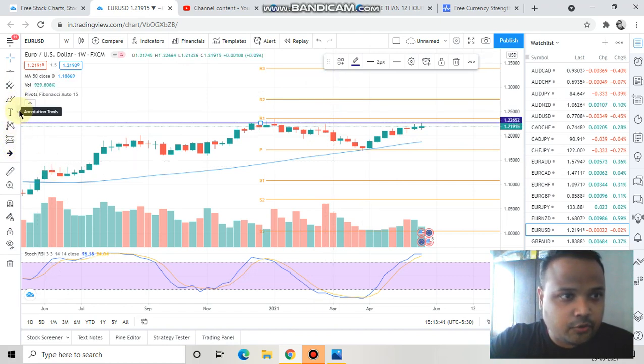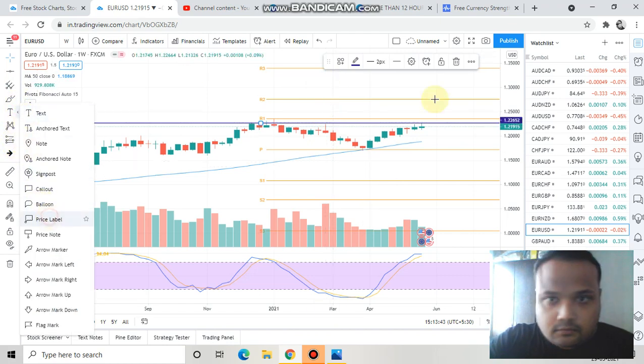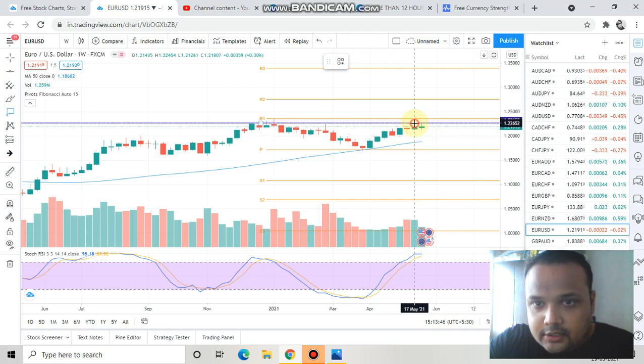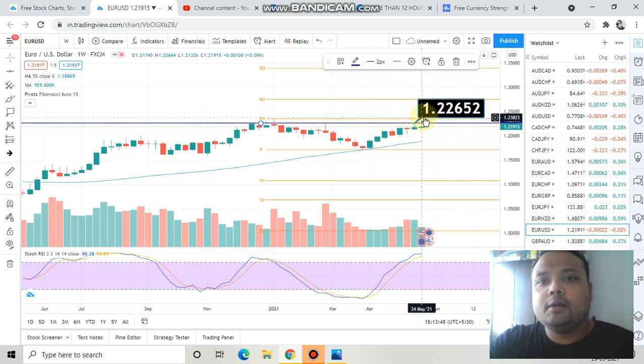Wait, let me show you today. So keep your eyes on this level. This level, 1.2265, has become very crucial for the market on the weekly chart.